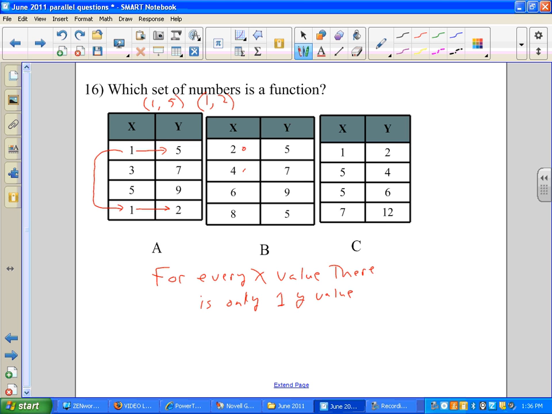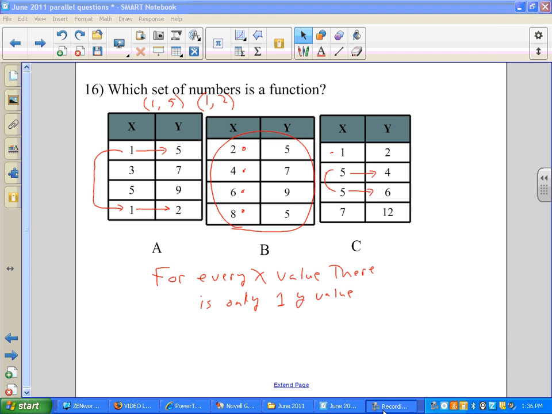If I have a 2 and a 4 and a 6 and an 8, all of these numbers are unique, so this has to be a function. I have a 1, a 5, and a 5. 5 goes to 4, 5 goes to 6. That is not a function.